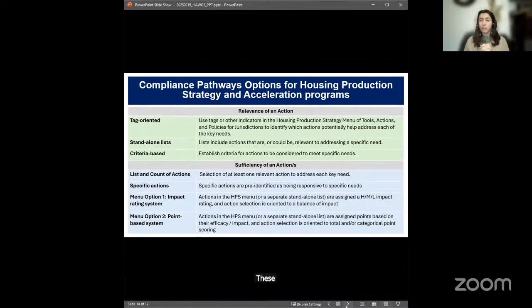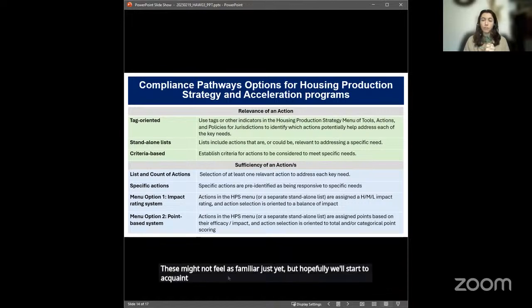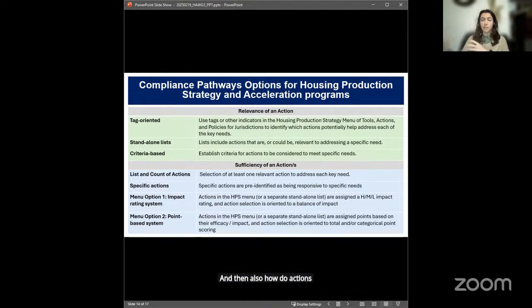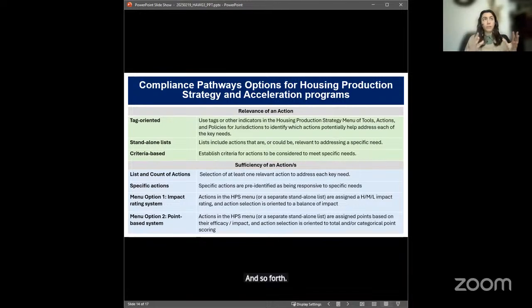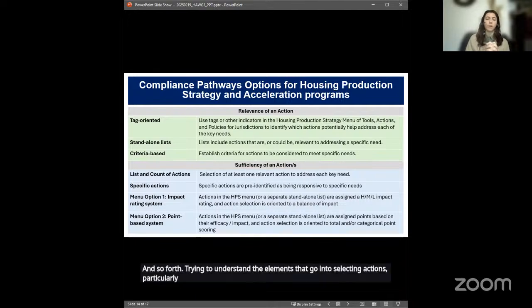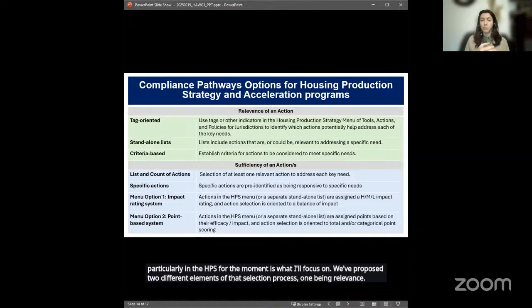These might not feel as familiar just yet, but hopefully we'll start to acquaint. This is our first go at conceptualizing and discussing the various ways to build a compliance pathway, specifically through the housing production strategy and acceleration programs, where so much of our emphasis is on the actions that local governments are taking. So how do we interact with actions, selecting actions in the HPS, and then also how do actions come into play in the acceleration agreement through the audit and that process. And so trying to understand the elements that go into selecting actions, particularly in the HPS for the moment is what I'll focus on. We've proposed two different elements of that selection process, one being relevance and another being sufficiency.